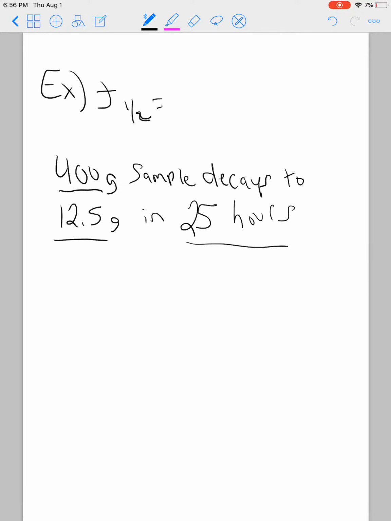So when you're trying to calculate half-life, what you need to do is start with what you have. So you had 400 grams, and it kept decaying until it got to 12.5 grams. So we're going to half this each time until we get to 12.5 grams. So I'm going to take 400, I'm going to half it. When you half it, you divide it by 2. When I do that, I get 200 grams.